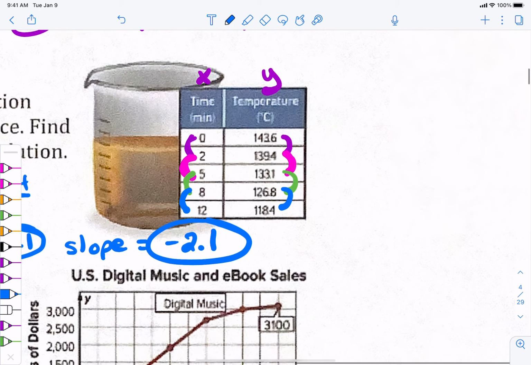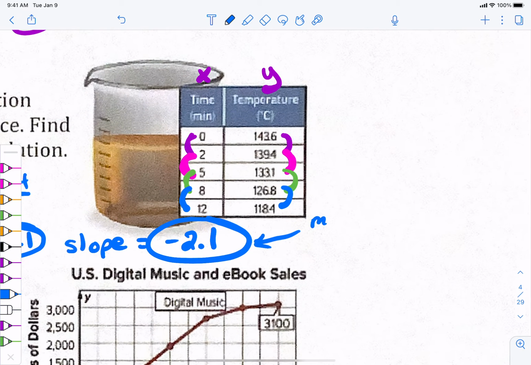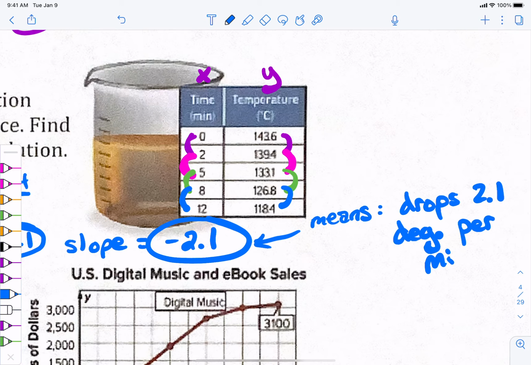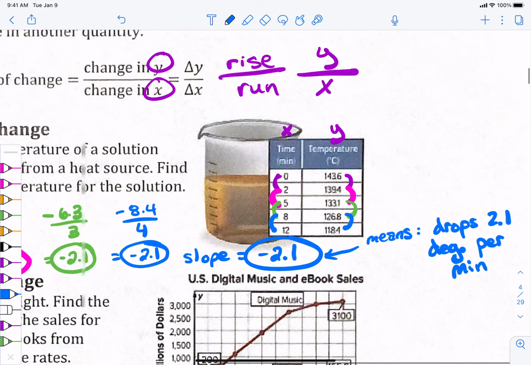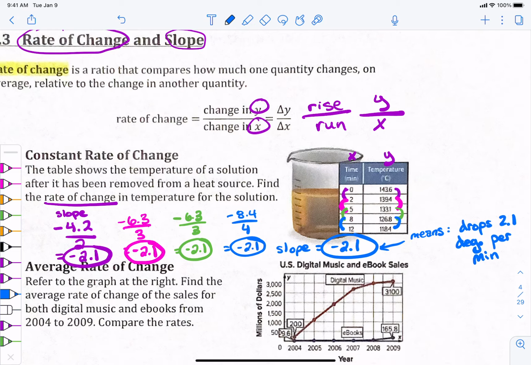Now what does that mean? How do you interpret negative 2.1? The rate change. That's exactly right. It drops 2.1 degrees per minute. That's exactly what it means. On average, it is dropping at a rate of 2.1 degrees per minute. So that is the rate of change. It is the slope. Okay, good? That's exactly what that means, all right?